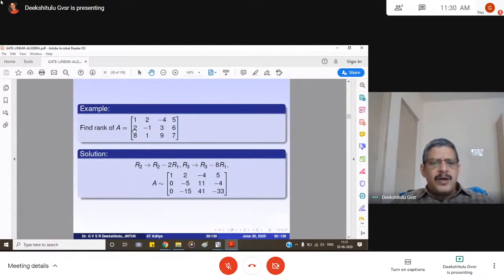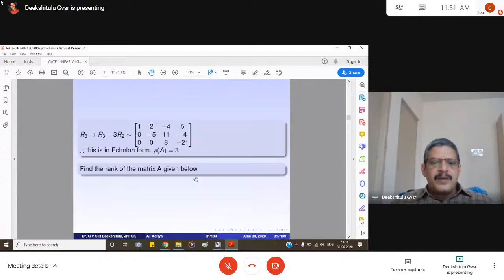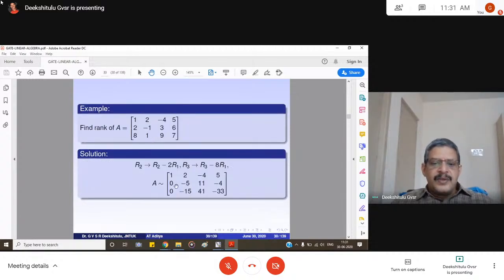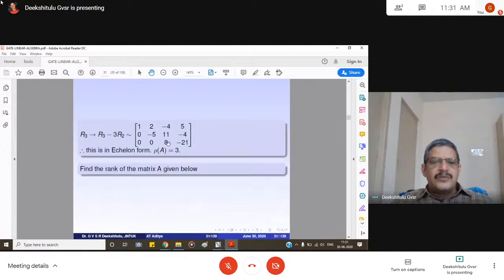So if you apply R2 minus 2R1, R3 minus 8R1, then these two entries must be 0. So the elements will change, and it comes like this. Then R3 equals R3 minus 3R2. Multiply this with 3 and subtract, and this will be 0. So this is what we get. Can we reduce further? No, you cannot reduce any other elements to zeros. So it is in the echelon form.